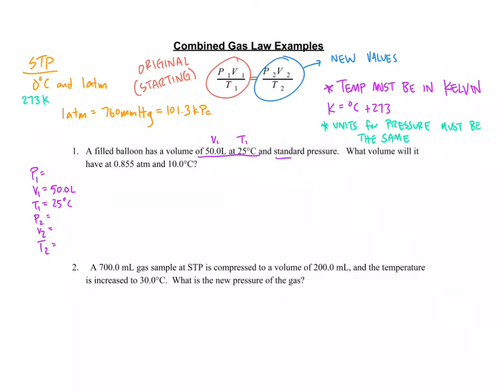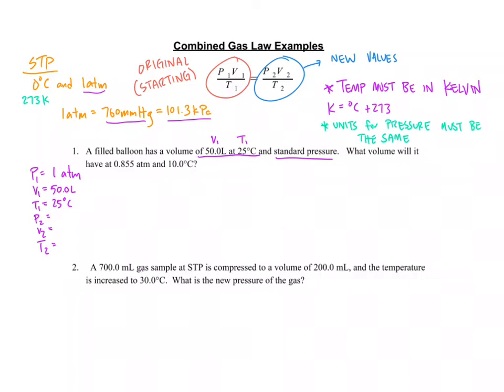And standard pressure. Okay, well, standard pressure is normally in atmospheres, but it can also be millimeters of mercury or kilopascals. So if you continue reading, you'll notice that it says, what volume will it have at 0.855 atmospheres? So I know that my unit of pressure is in atmospheres. Remember that my units for pressure have to be the same. So if the new pressure is in atmospheres, that means my starting standard pressure must also be in atmospheres. So standard pressure in atmospheres is 1.